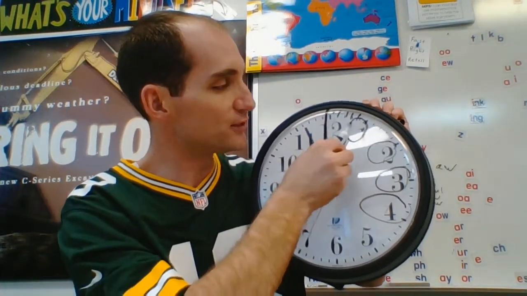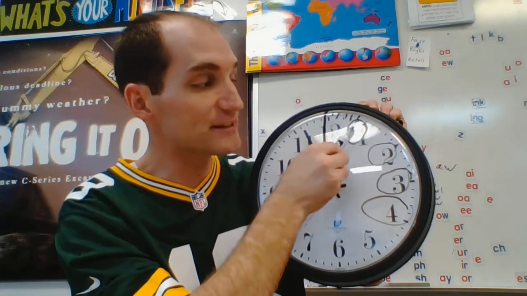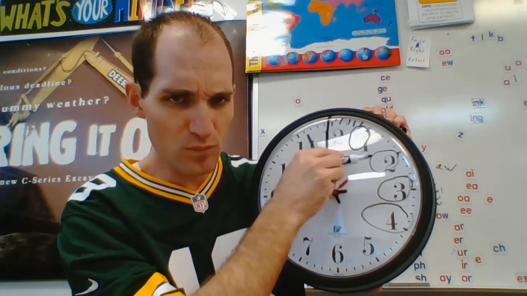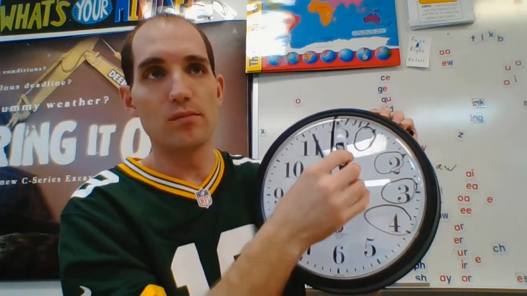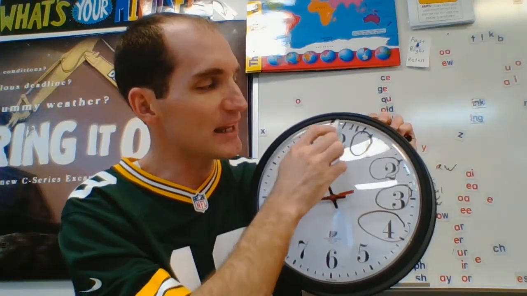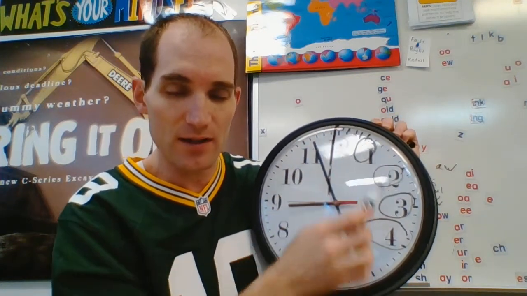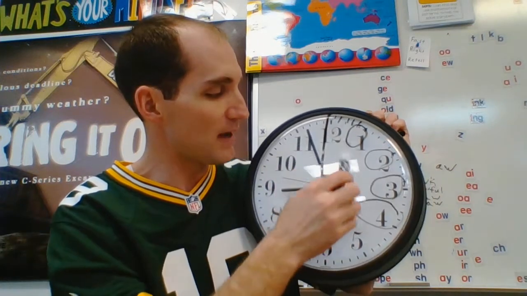9:15, 16, 17, 18, 19, 20, 9:20. Every time the longhand gets to the next 5, we count by 5s because it takes a long time to count every little mark. You're so much better off counting by 5s.